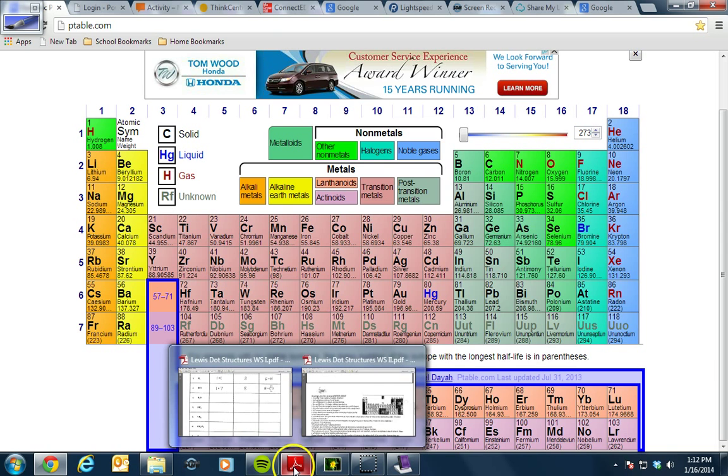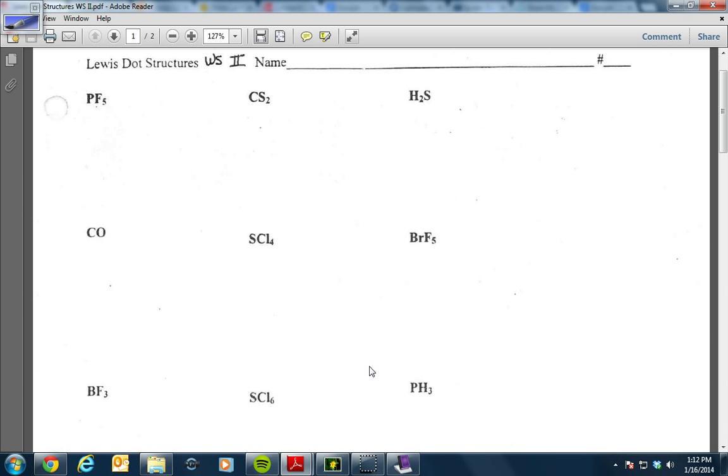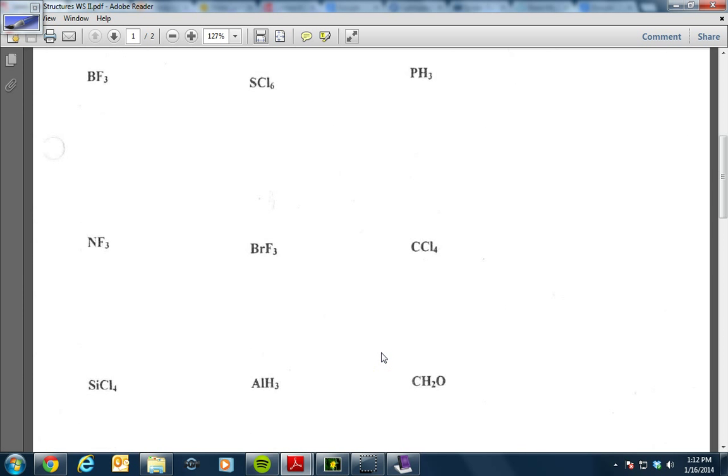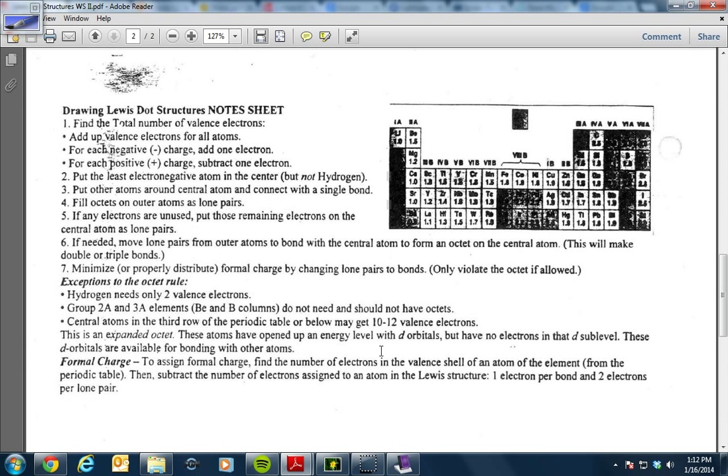Now what I would like to do is point out that on the homework for tonight and tomorrow, this is the second worksheet, but if you look at the back of this worksheet, there are some little notes on how to draw Lewis dot structures. You can read through all of these, and that's what we've been doing. We've been adding up the valence electrons. We have been filling all the octets. We've been doing all of these things.